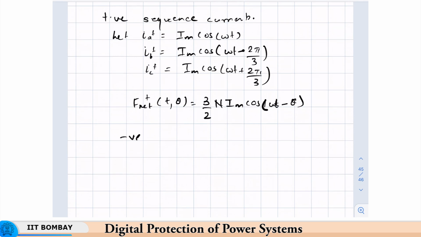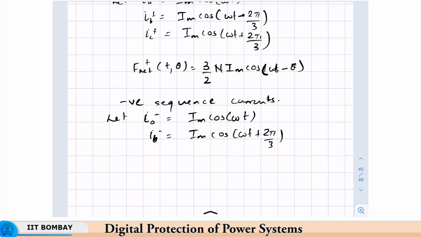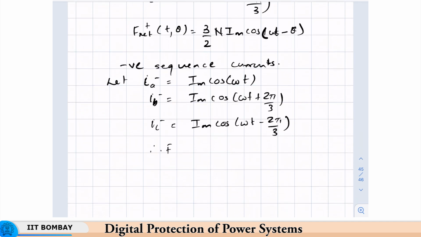Okay. Similarly for negative sequence currents, let IA negative be the same as before, Im cos of omega t. IB negative is Im cos of omega t plus 2 pi by 3 in this case, and IC negative is Im cos of omega t minus 2 pi by 3. Okay. So, F net negative, therefore, substituting in the above expression, F net negative as a function of t and theta will be 3 by 2 N Im cos of omega t plus theta. Please do it for yourself and verify once.